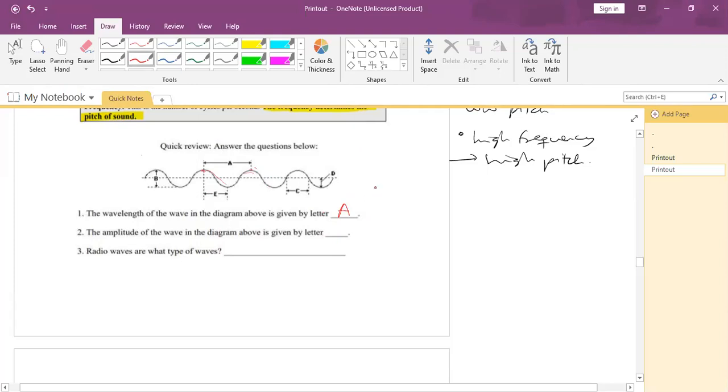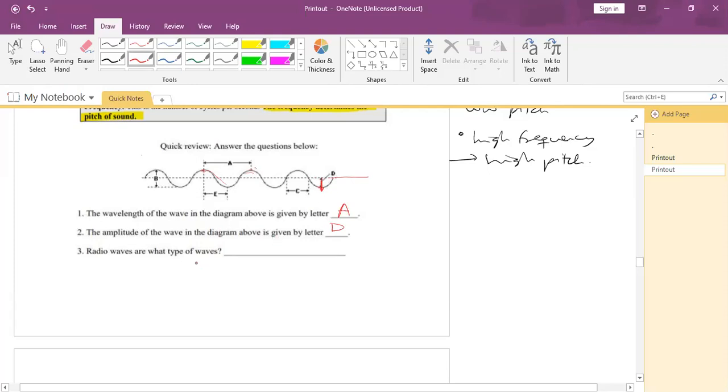Take a second guess, C? Yeah, D is correct. So it's D, because that's the reference point. Remember, the line is the reference point. And a vertical displacement is down. So that is amplitude.